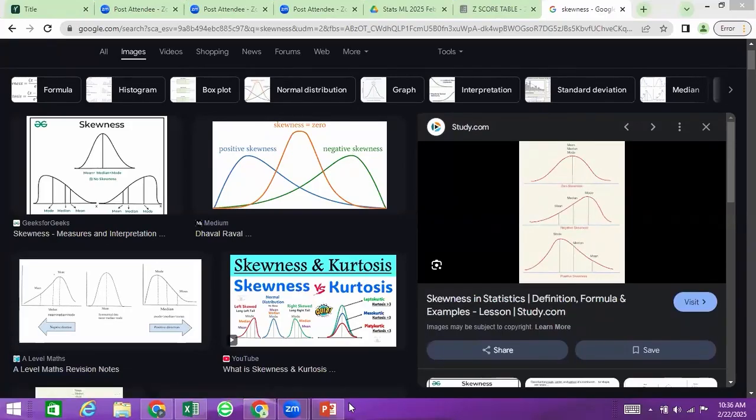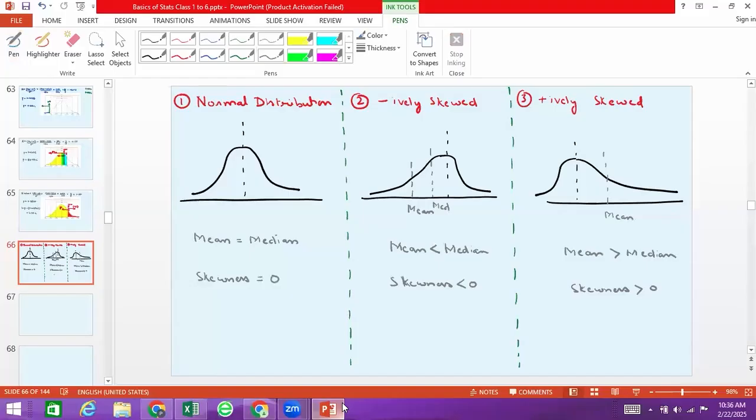In case of no skewness, then it is normal. So mean and median are the same, right? Mean, median, and even mode are all the same.